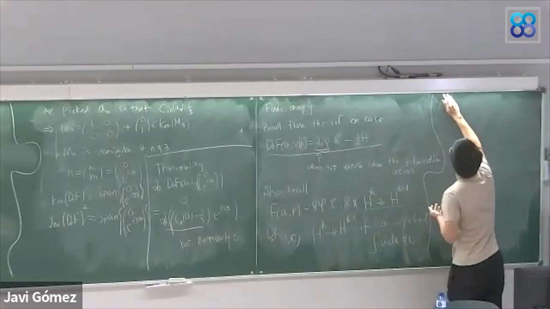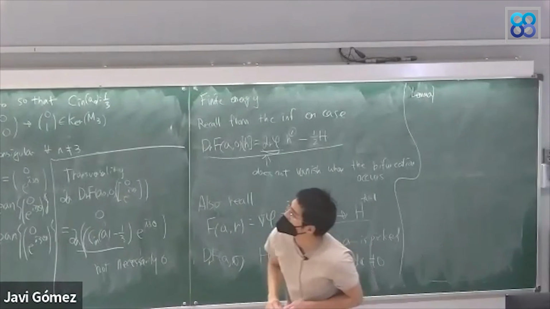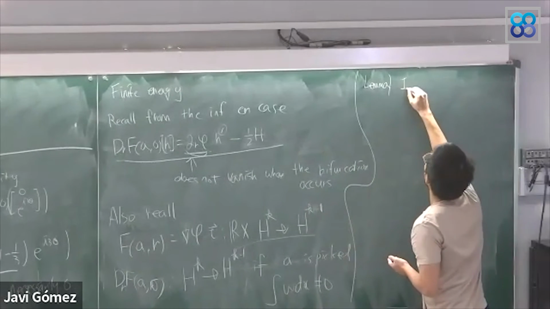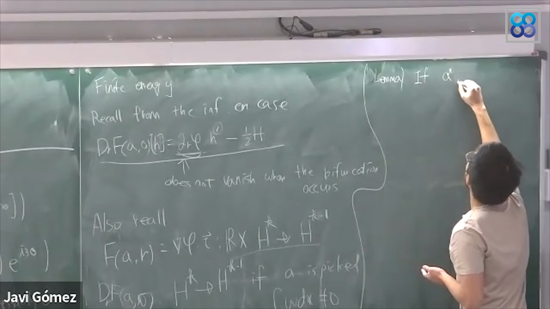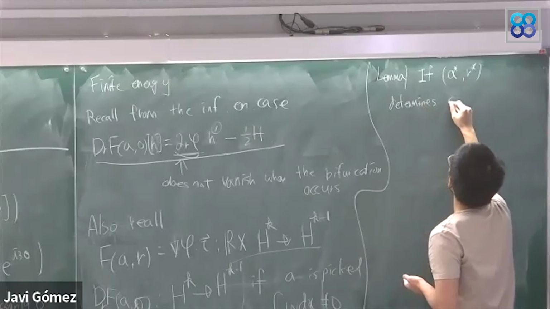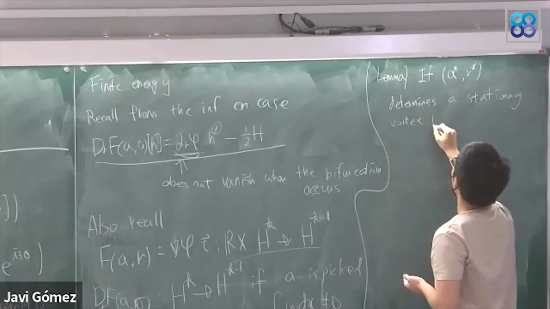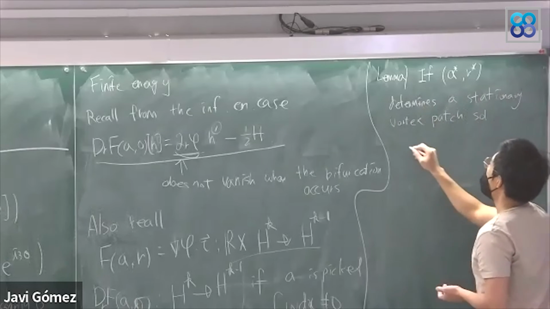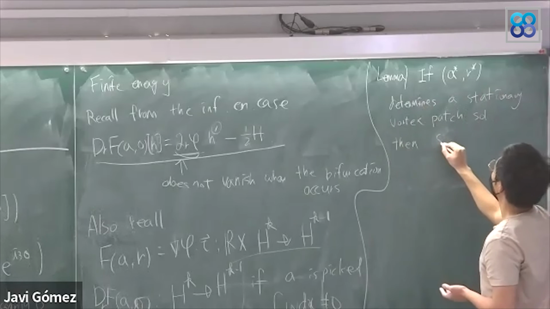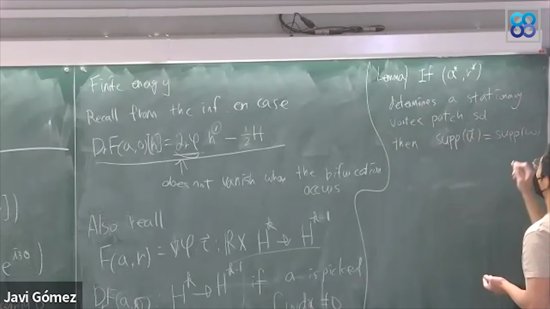But I'm going to prove a very simple lemma. Let's assume our setting, and if A star and R star determine a stationary solution, then the support of the velocity is equal to the support of the vorticity.